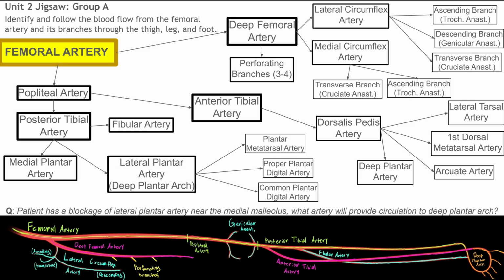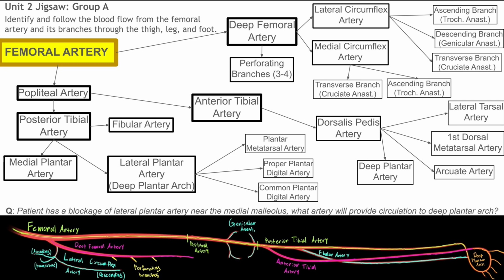The femoral artery emerges from the inguinal ligament to supply the anterior compartment of the thigh. Shortly after the inguinal ligament, the deep femoral artery branches off of the femoral one. The deep femoral artery has three branches: the lateral femoral circumflex artery, the medial femoral circumflex artery, and perforating branches.